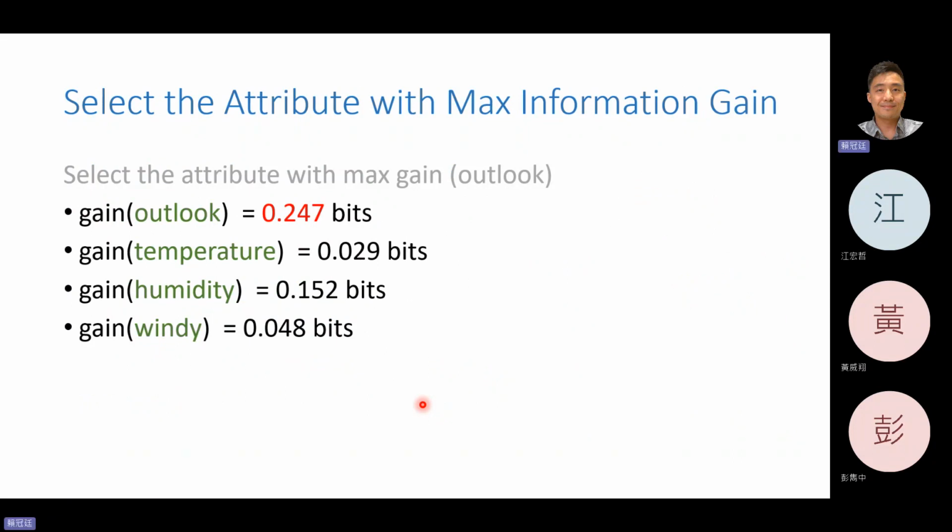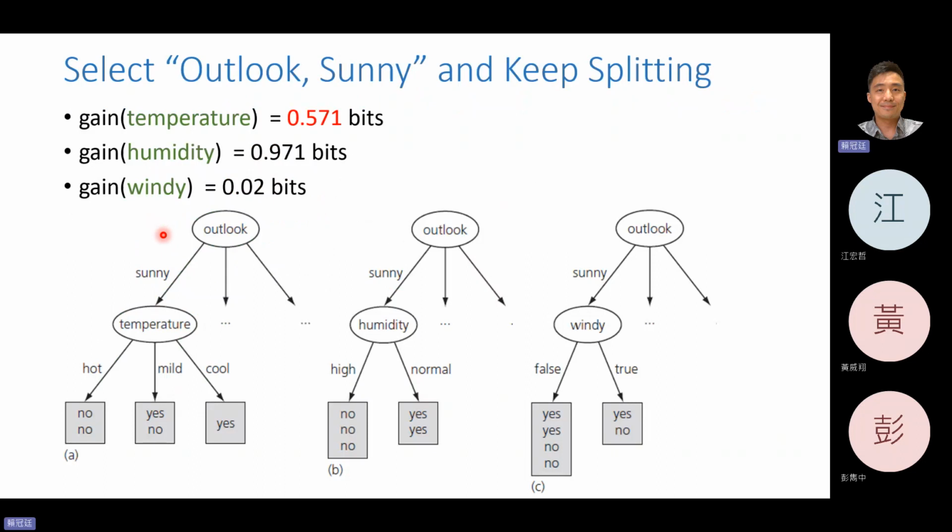And then repeat this process for all the features, and you will get the information gain. So which attribute has the maximum information gain? The largest information gain is outlook. So let's select outlook as our first tree branch. Okay, so let's select outlook Sunny and keep splitting. So repeat this process.